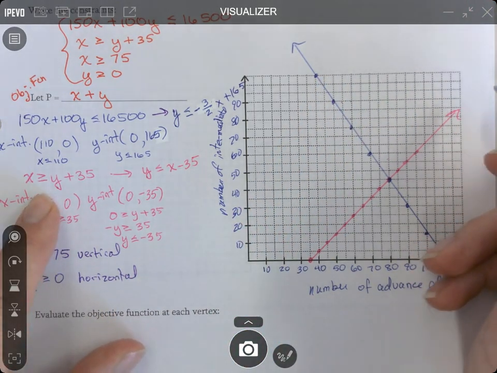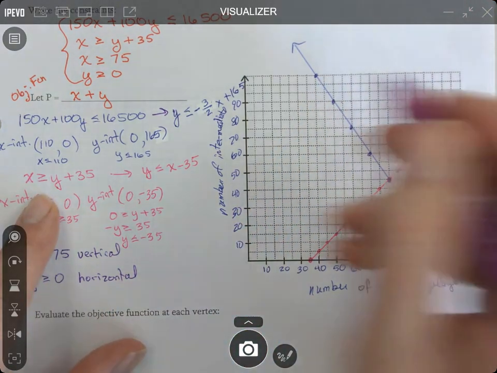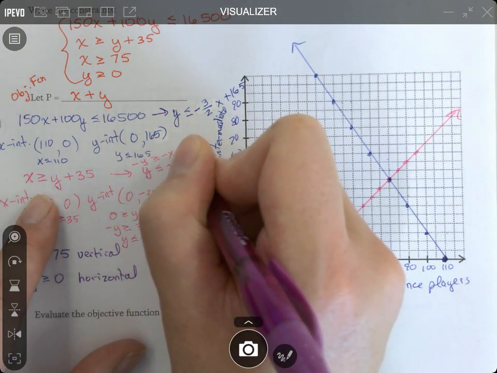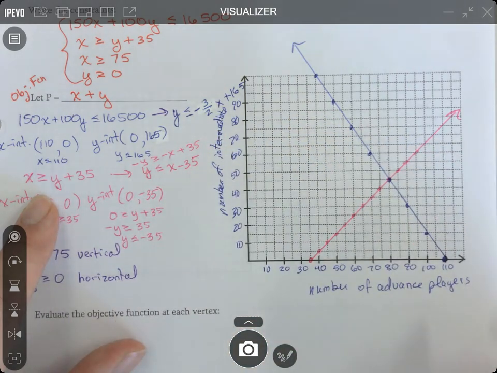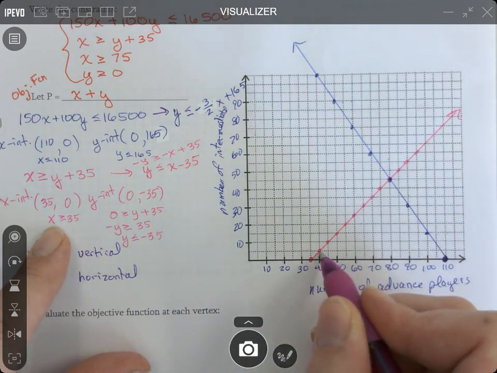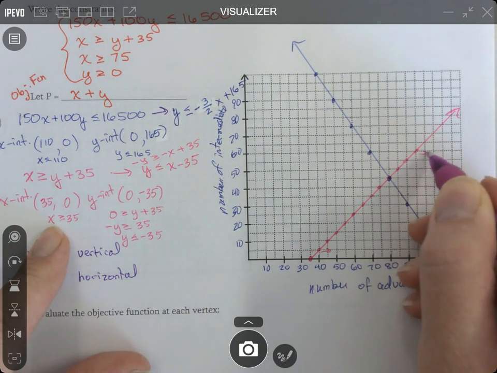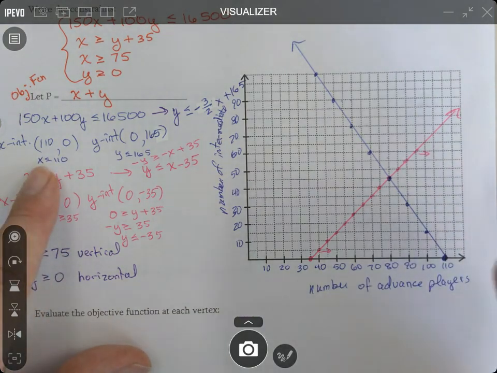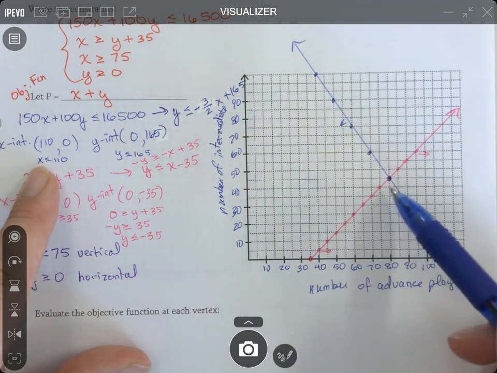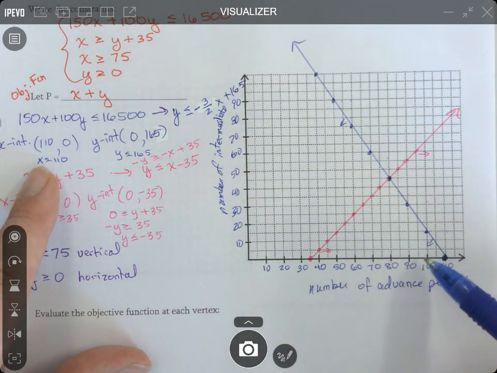So again, can't stress enough, I did have to flip my sign. I had negative y is greater than or equal to negative x plus 35, and I flipped all my signs. Okay, when I talked about graphing this, x was greater than or equal to 35 would be shading this way and this way. This one, they were both less than, so we'd be shading going down. So right now my shaded region is in this triangle sort of spot.